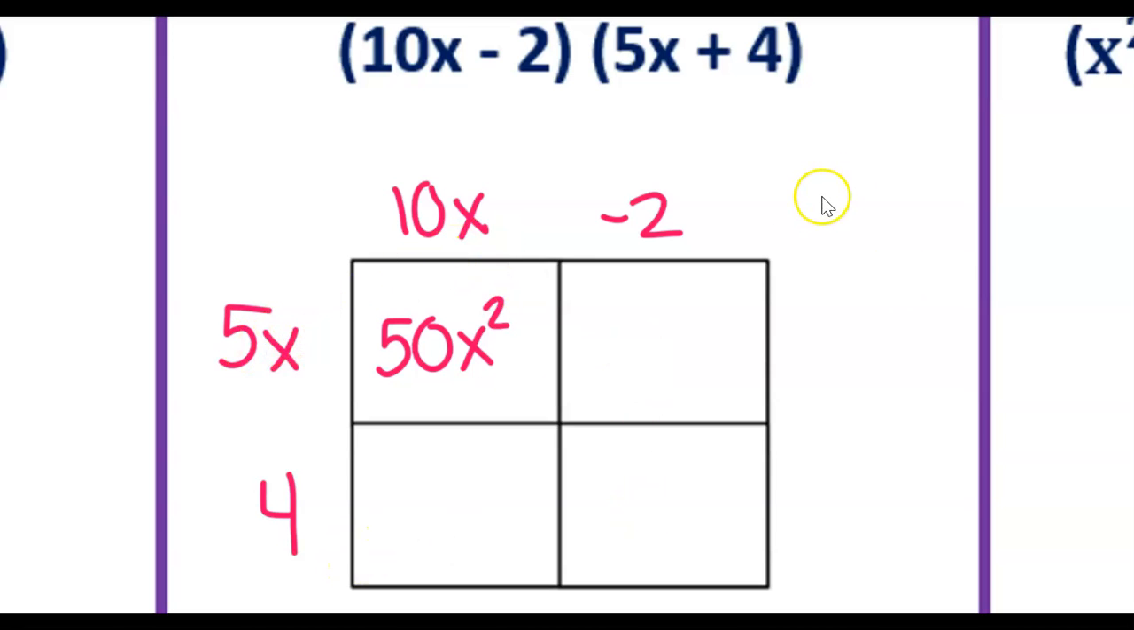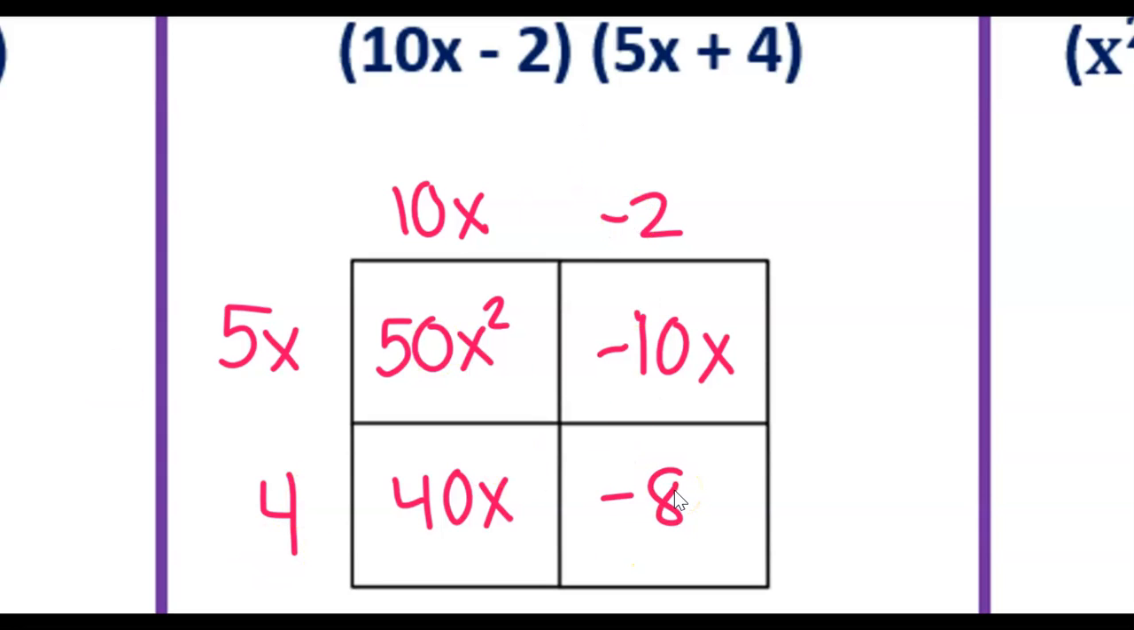So you're going to take 5x and multiply it by negative 2, which will give you negative 10x. 4 multiplied by 10x to fill in this box is going to give you 40x. And 4 multiplied by negative 2 to fill in this box here is going to give you negative 8.